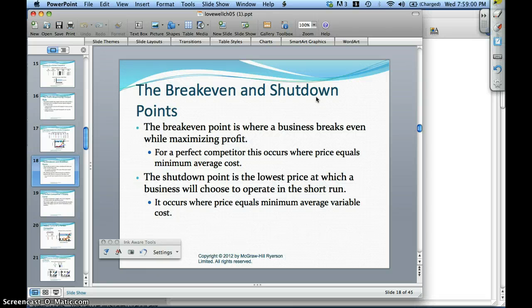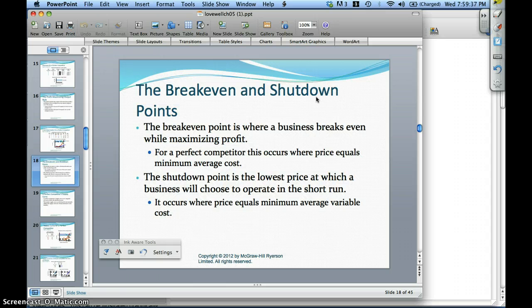So would a t-shirt company like Simple T-shirts, as an example on page 125, stay in business if it were making a loss? In the short run, the business would likely continue to operate as long as it earns sufficient revenue to pay its variable cost. So this is an interesting concept. The break-even point is where a business breaks even while maximizing profit, but here we have a business that would stay in business even if it's making a loss, as long as it's earned sufficient revenue to pay its variable costs.